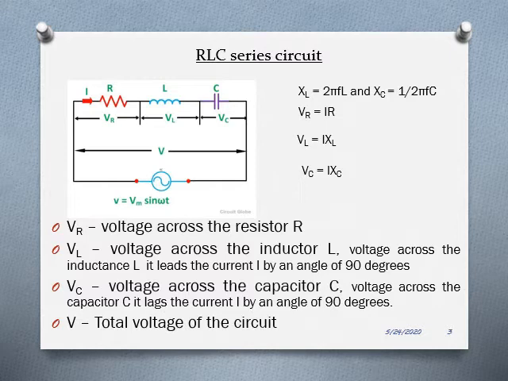If the circuit is inductive in nature, then VL will be greater than VC. Therefore, the net reactance will be XL minus XC. So, the voltage will become square root of VR square plus VL minus VC the whole square. If the circuit is more capacitive in nature, which means XC is greater than XL, then the voltage V is equal to square root of VR square plus VC minus VL the whole square.